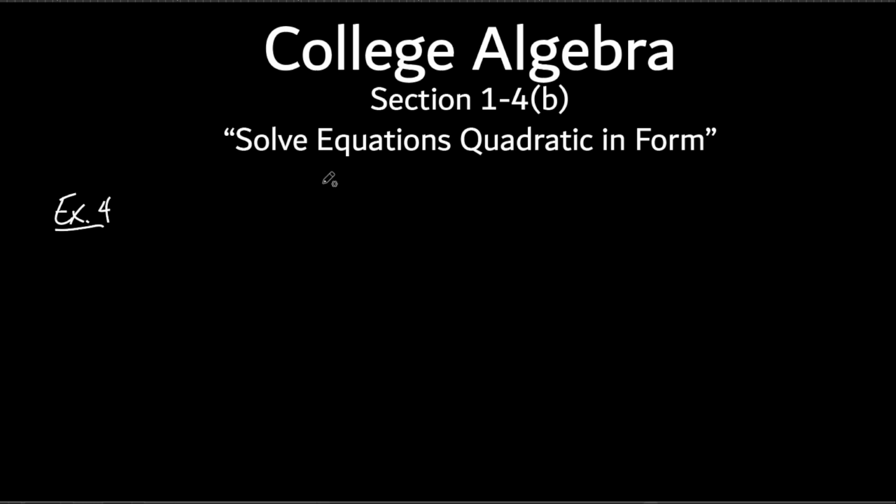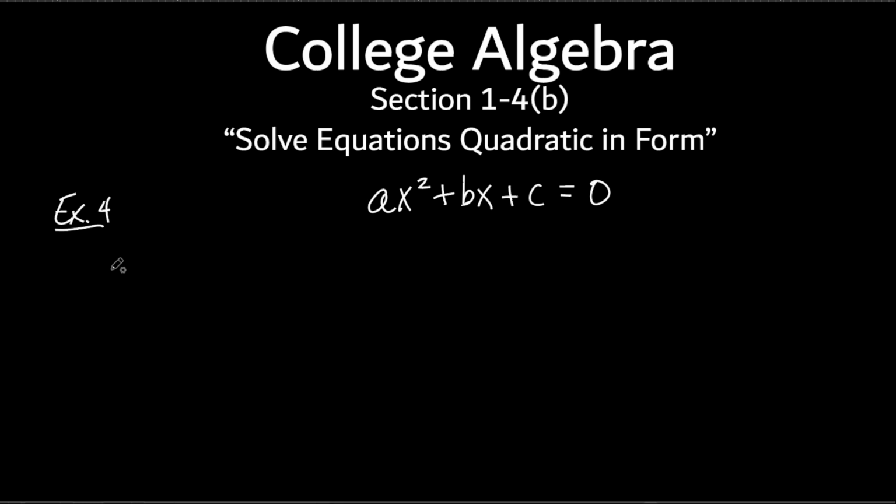Notice this little section right here. Solve equations that are quadratic in form. So they look like they're quadratics, but they look a little different. Do you remember what a quadratic is? x squared plus bx plus c equals 0. So that's a quadratic. If you see something that looks like this, we call that a quadratic.